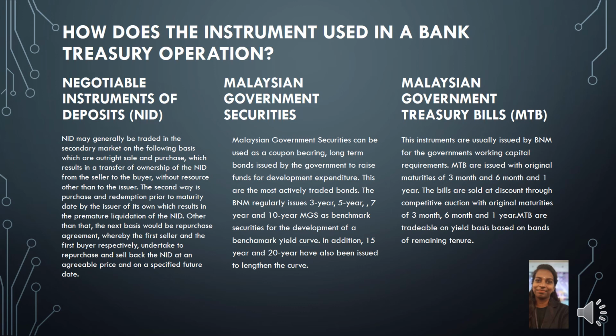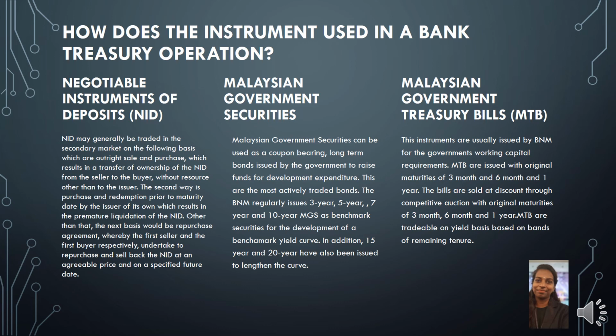For the Malaysian Government Security, it can be used as a coupon-bearing long-term bond issued by the government to raise funds for development expenditure. These are the most actively traded bonds. BNM regularly issues 3-year, 5-year, 7-year and 10-year MGS as benchmark security for the development of the yield curve. In addition, 15 years and 20 years have also been issued to lengthen the curve.